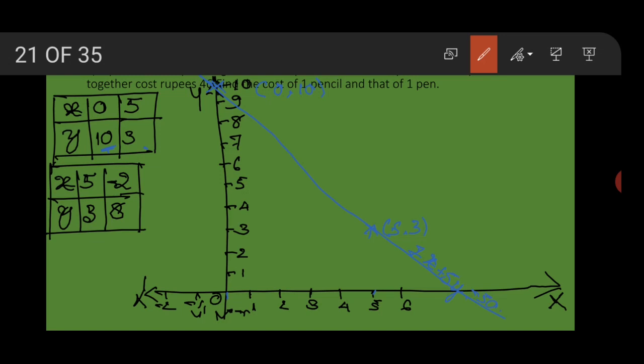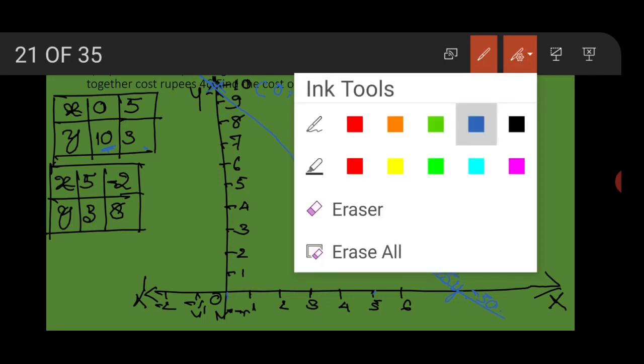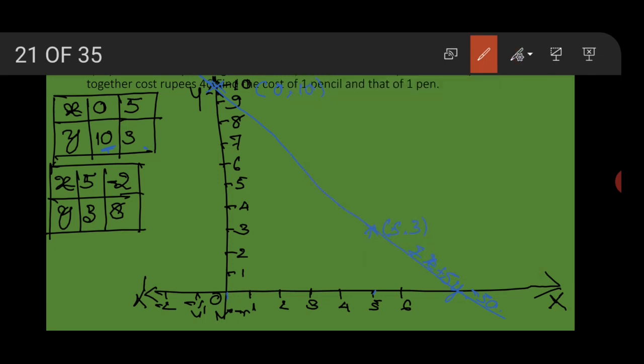Now, plot the graph for the second value table. If the value of x is 5, what is the value of y? Y is 3. So, we already noted this point. Next, if the value of x is minus 2, the value of y is 8. This point, note down. This is (-2, 8).